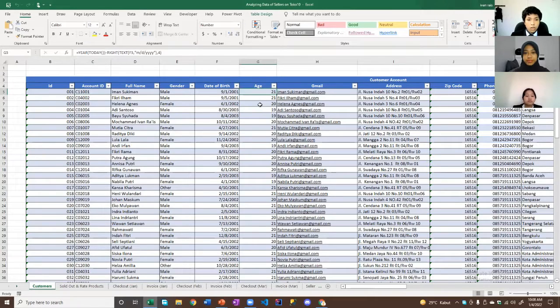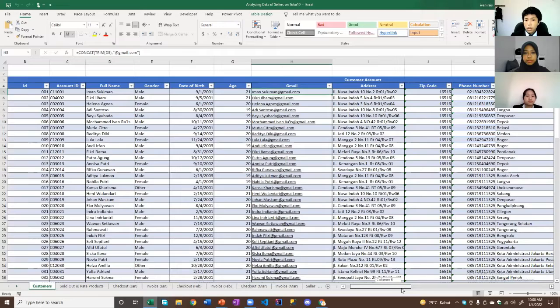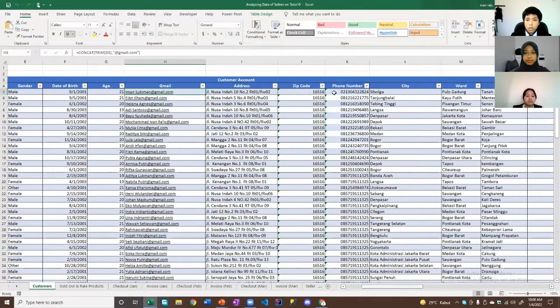And then column H has many formulas, today and then right. After that, I'm going to explain the Gmail column. The Gmail column has two formulas: concat for concatenating multiple values and trim for deleting extra spaces. And the last, zip code and phone number, have data validation.